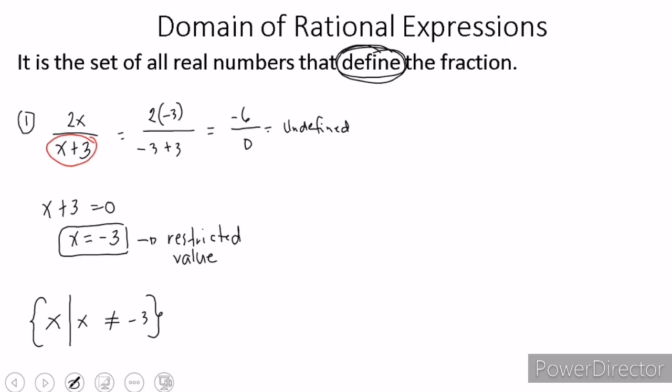Another example. Example number 2. So, let's say, for example, we have x squared minus 5 over x squared plus 4x. So, sabi ko nga sa inyo kanina, let's get the denominator para malaman natin yung domain ng kanyang fraction. So, we have x squared plus 4x. Equate natin into 0.